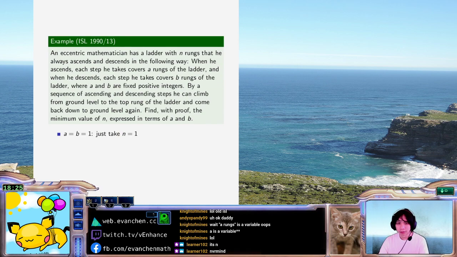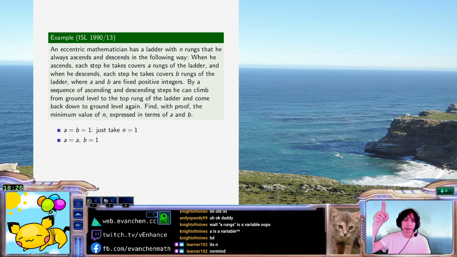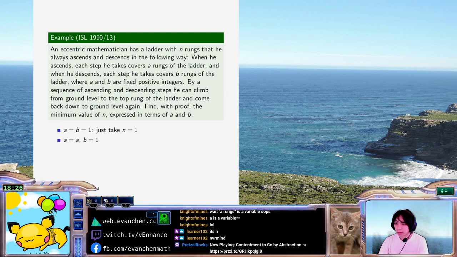I'm actually interested in the case where in general, if b equals 1 and a is whatever. Well, I'll write a equals a just for emphasis. So if you can go up by a's but only jump down by 1s, this is possible if and only if a divides n.